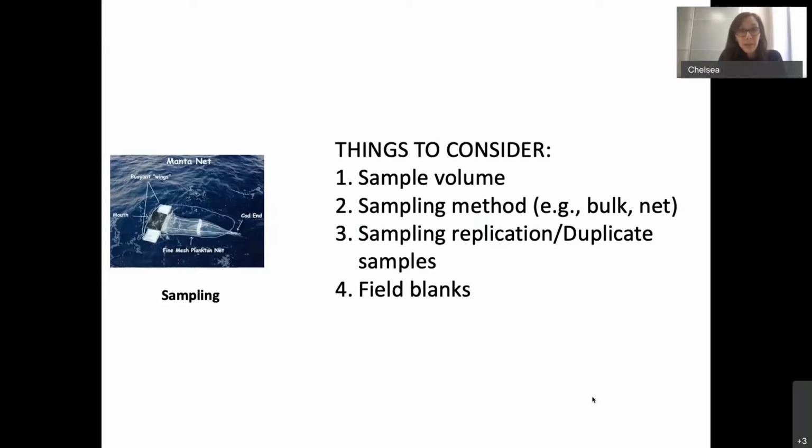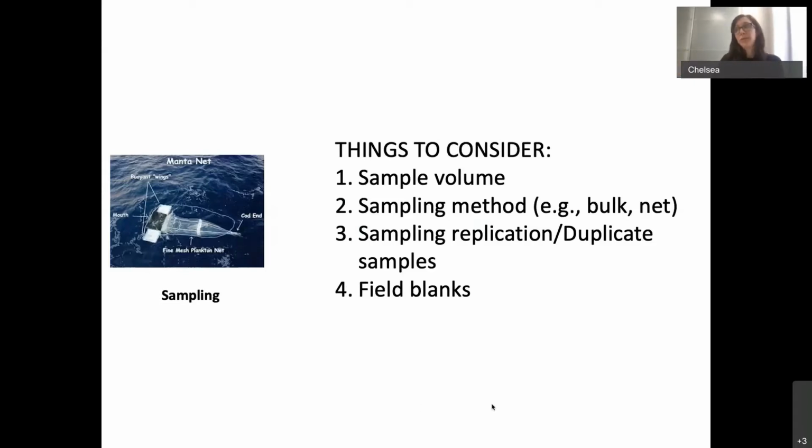When we sample, how many replicates will we take? Will we take one large tow in one location, or will we duplicate our effort at each location to understand variability? And as we sample, will we take field blanks to be able to account for that procedural contamination? And that field blank can also come into the lab, acting as a lab blank. So we've explored some of these things through a couple different projects.